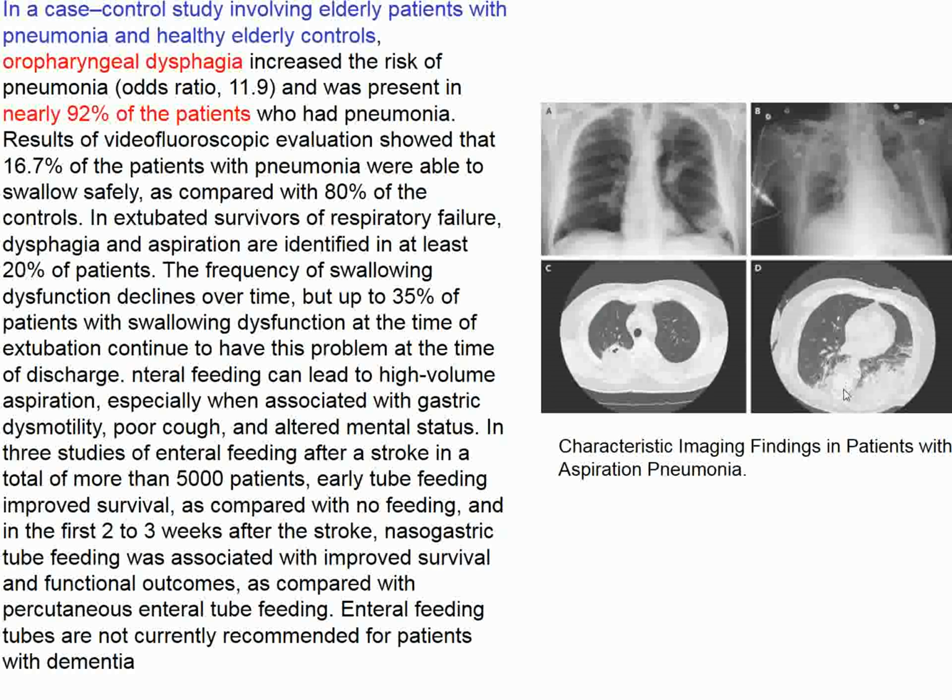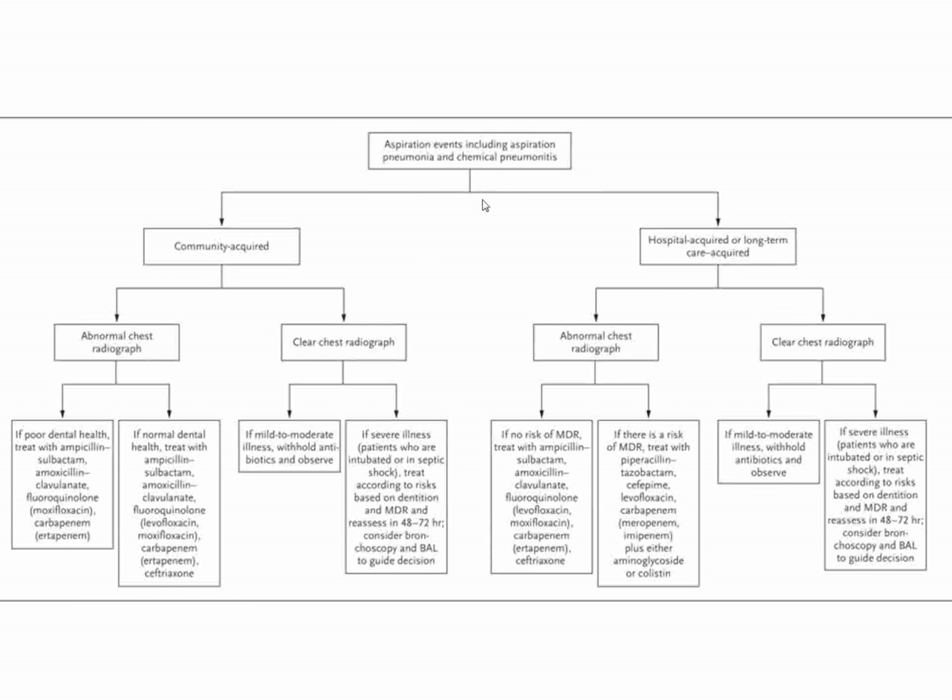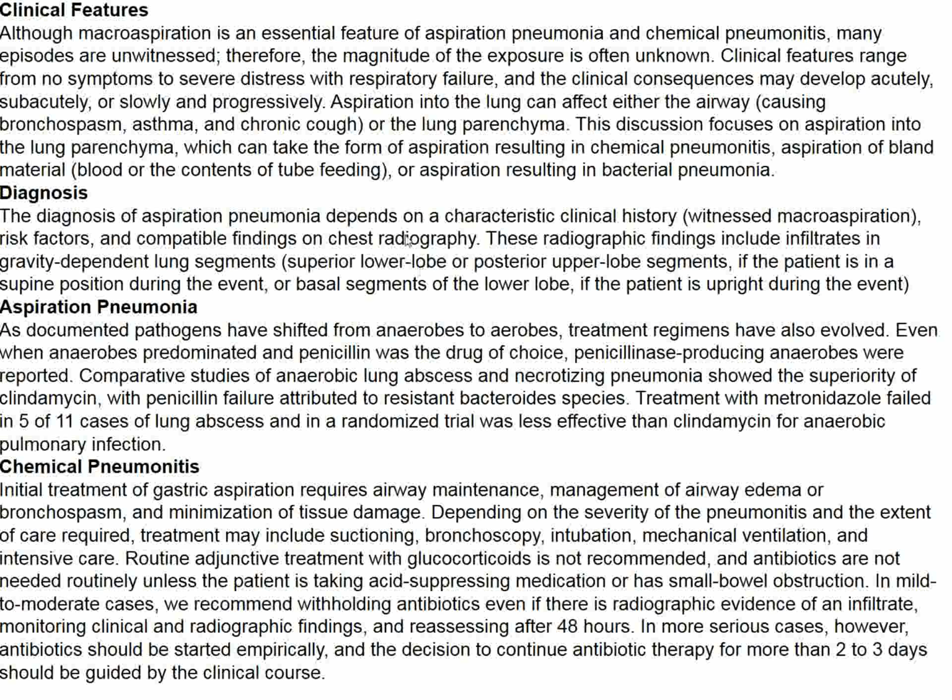CT has provided a substantial improvement in diagnosing these patients. The condition is associated with enteral feeding, which most of these poor patients with neurological disturbances require, particularly if they're in intensive care units. And we can follow a schema here of hospital-acquired or community-acquired and what the CT or chest x-ray findings are, and a whole variety of other clinical criteria here can help us in making a decision on what sort of antibiotic treatment these patients need.